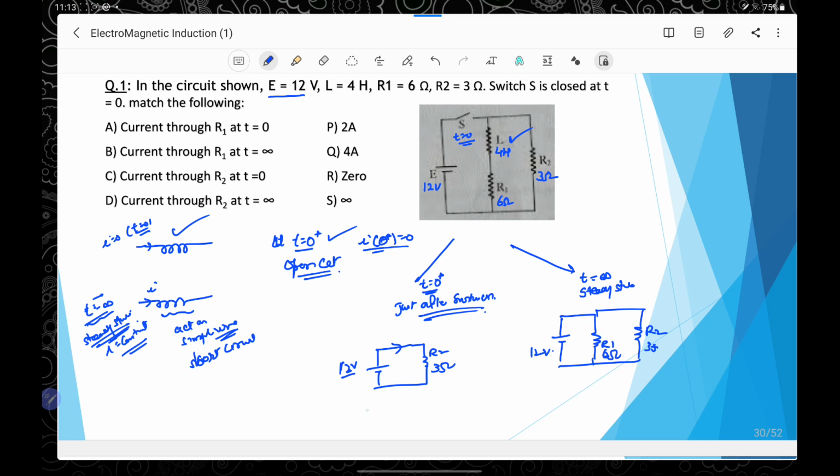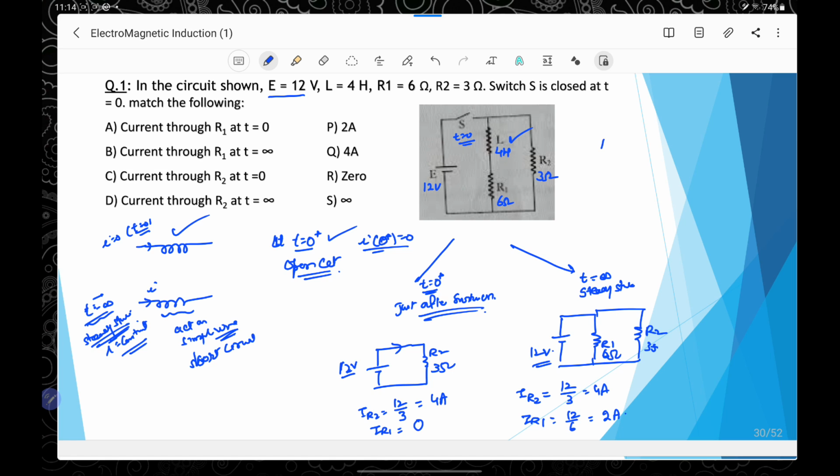So in the first case, the current in R2 will be equal to V by R, 12 by 3, that is equal to 4 ampere. And current in R1, because the inductor is an open circuit, there will be no current in R1, so it is 0. And in the second case, because at steady state the inductor is acting as a short circuit, R1 and R2 are in parallel. Therefore, because 12 volt is applied across both resistors R1 and R2, I R2 will be 12 by 3, that is equal to 4 ampere, and I R1 will be equal to 12 by 6, that is equal to 2 ampere.